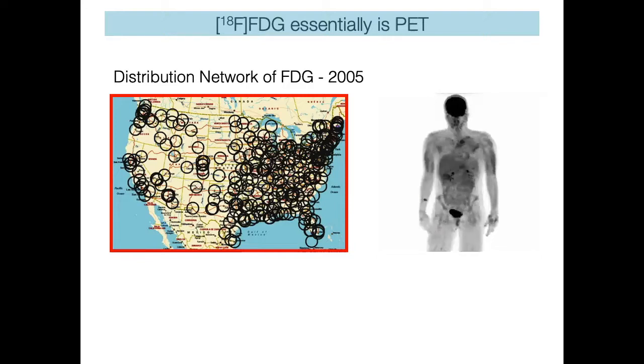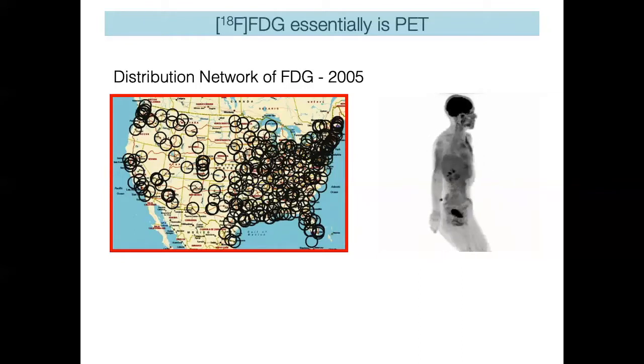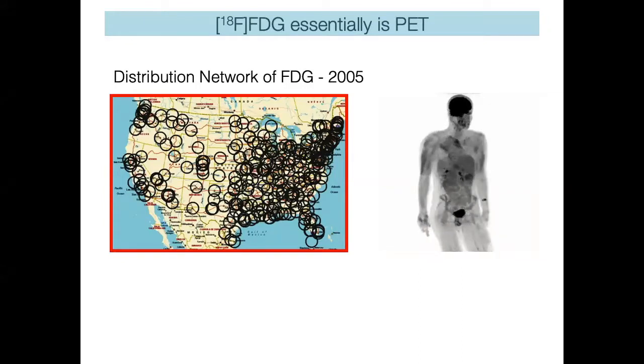And this is just an example of a map in the US of the distribution of the FDG network.